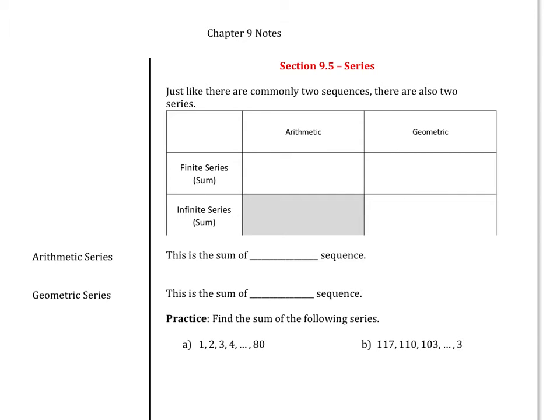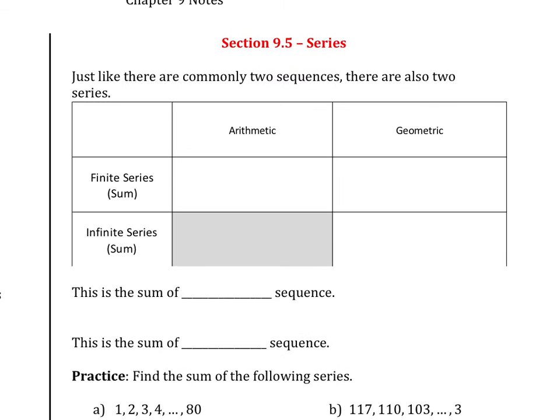In this section, we're going to talk about series. We've already gone over this last year, so most of it is going to sound like a review. So remember, the difference between series and sequence is that series is a sum of all the numbers in the sequence. So we have two kinds of series that we're going to talk about, and that is arithmetic and geometric.